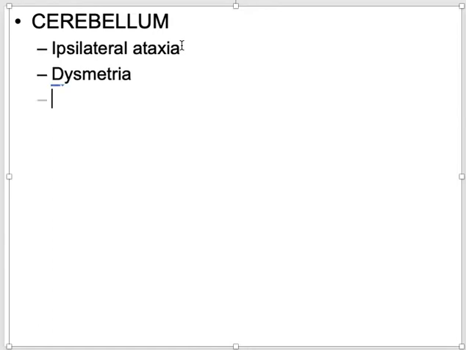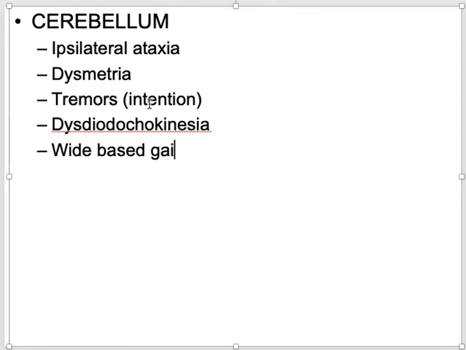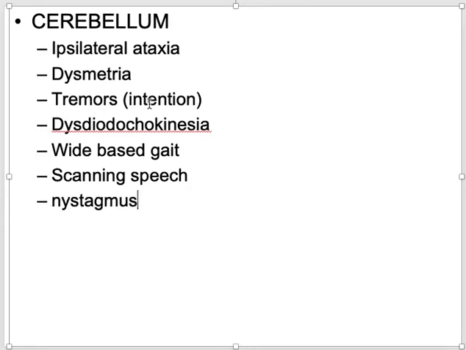tremors. What kind of tremors? We had already discussed intention tremors, right? When they are going to do some movement, they have tremors, okay? So intention tremors in these patients, as well as dysdiadochokinesia, no rapid alternating movements, wide-based gait, okay, scanning speech, if you remember British Constitution or baby hippopotamus, okay, nystagmus. DANISH, okay, so see all these things will be there, right? These will be the features of cerebellum involvement, right?